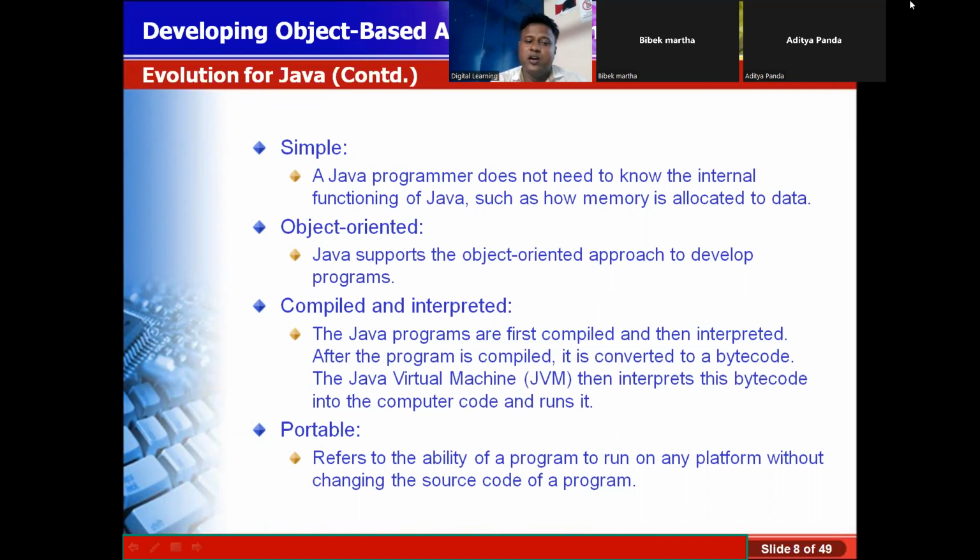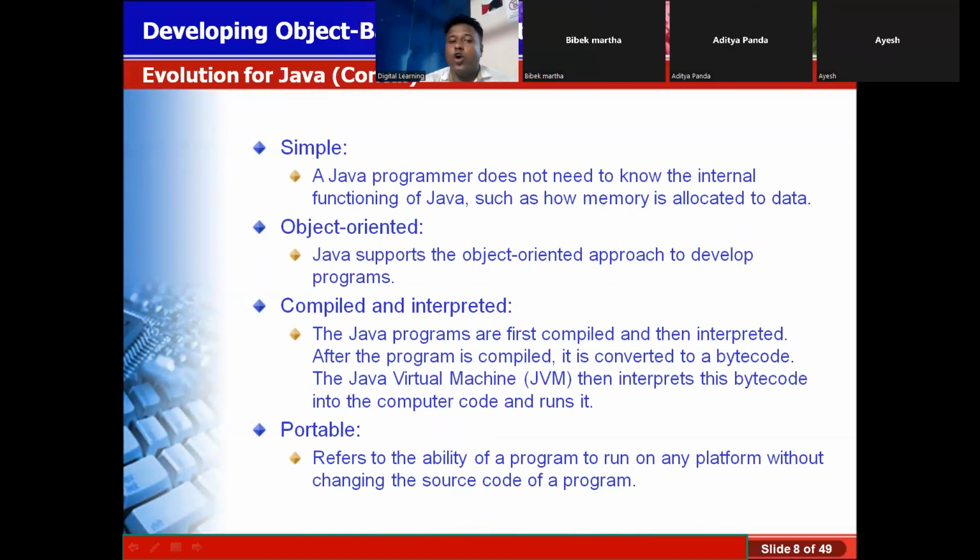Java supports the object-oriented approach to develop programs, and it uses both compiler and interpreter. Interpreter means what? When you are using an interpreter, it just checks one line of the program. Suppose you are writing a 100-line program. You write the program, it checks: it is correct, then it goes to the next line. It is correct, then going to the next line.